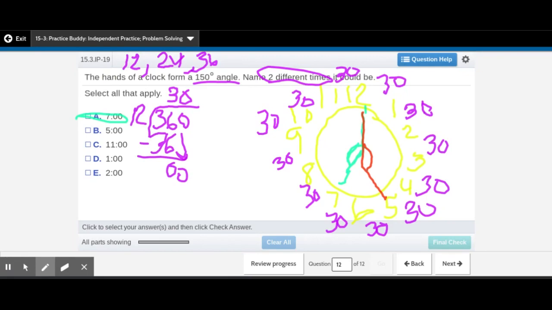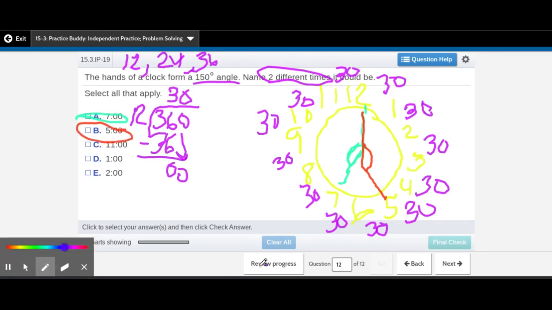So let's see how many 30s we're dealing with to see if it gives us 150. From 12 to 1, that's 30. Then I do another jump for the next hour. That's 60, 90, 120, 150. There we go. That one works too. So 5 o'clock works.